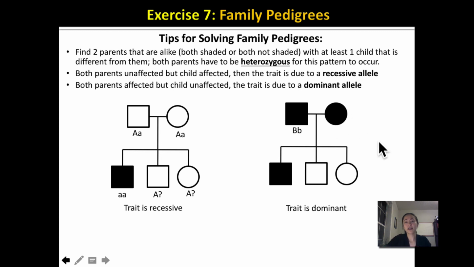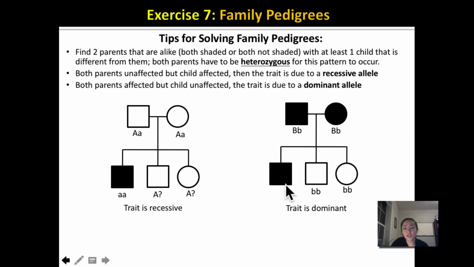And the right side here, both these parents have to be heterozygous. So since they're heterozygous, they have the dominant allele. So whatever they look like, so here they're shaded in, that means shaded in is caused by the dominant allele. We know that any individual that looks different than those parents, like these offspring here, must be homozygous recessive.